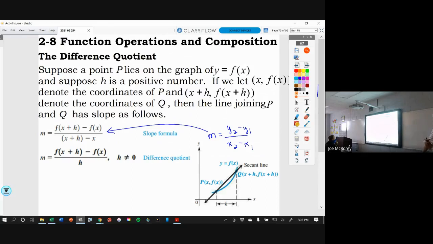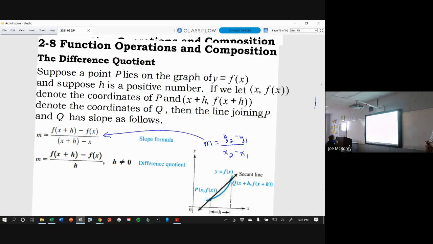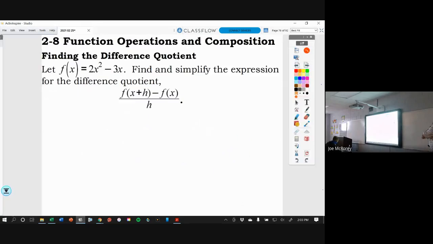Okay, so now we're going to do a difference quotient problem. Let f of x equal 2x squared minus 3x. Find and simplify the expression for the difference quotient. And there's the difference quotient mentioned again: f of x plus h minus f of x, divided by h.